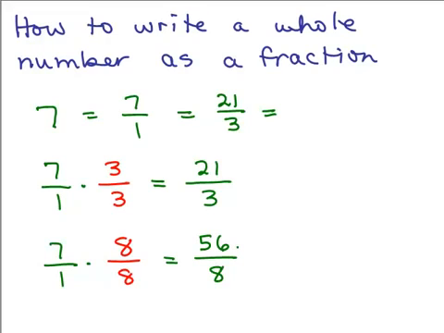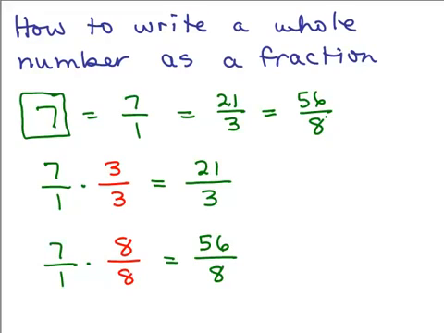And does that make sense? Is 56 over 8 the same thing as the number 7? Remember, we're starting off with just the number 7, and we're writing it as a fraction. So there's different ways of writing it as a fraction. Here's another one, because 56 divided by 8 is 7. So that's how you could write a whole number as a fraction.